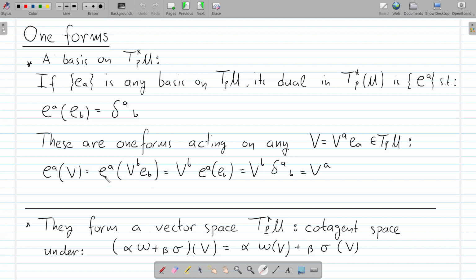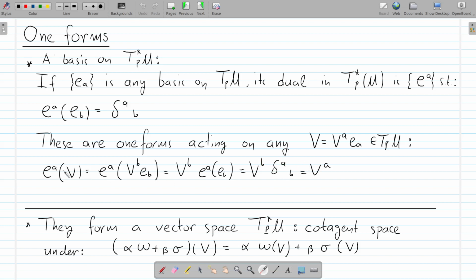e^A, being a one-form, is a linear map. Therefore, all the real numbers can be taken out of the arguments. And what we obtain here is a linear combination of the actions of the dual basis on the original basis, which has been defined to be this Kronecker delta. So when we perform this sum here, the Kronecker deltas give non-zero contributions only when the index of v^B is equal to A. So we obtain v^A.